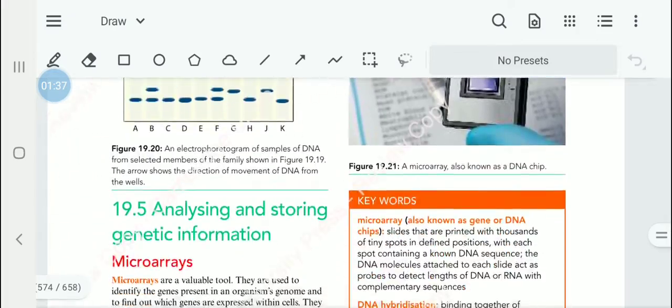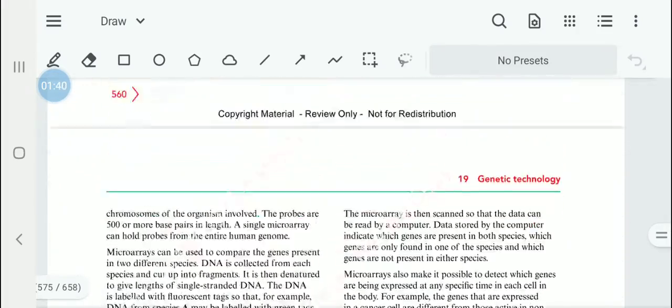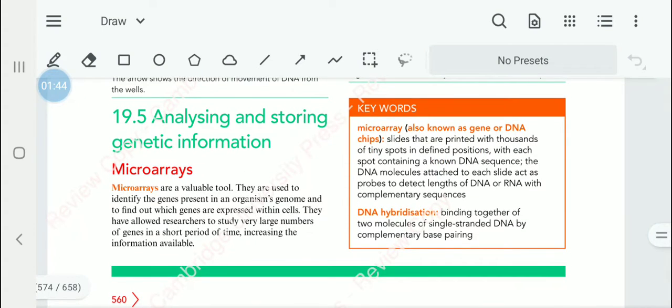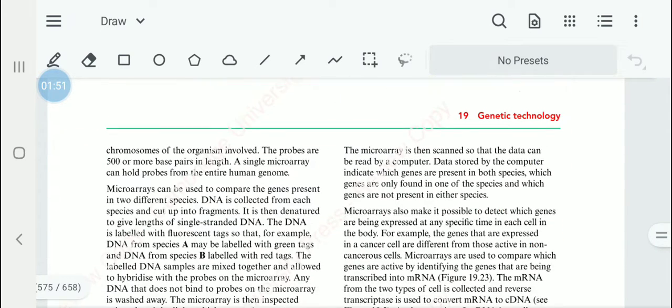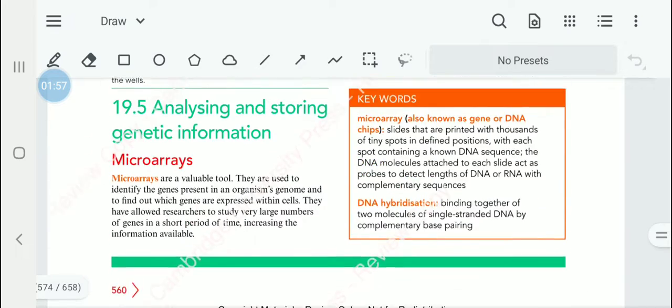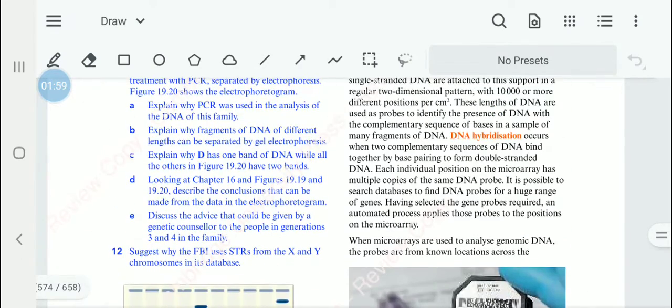This process of binding together of two molecules of single-stranded DNA by complementary base pairing is known as DNA hybridization. You can actually compare the genomic DNA between two species as well. To identify how similar they are, we can use this.